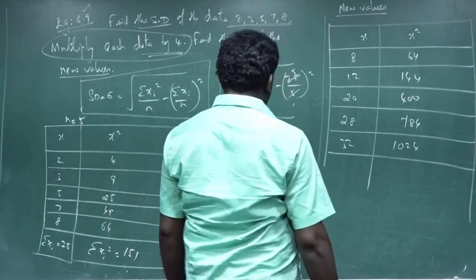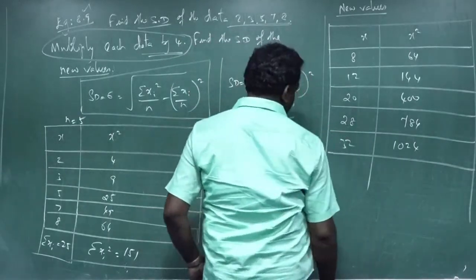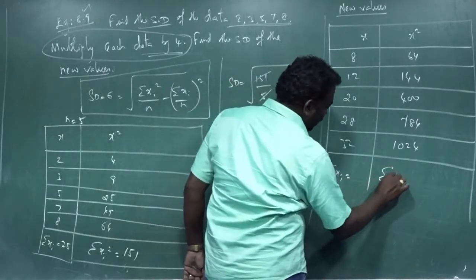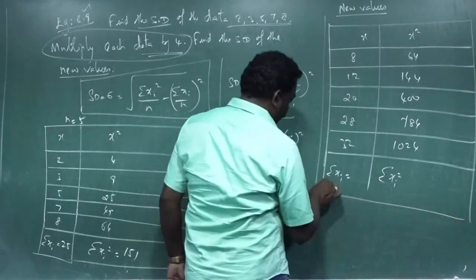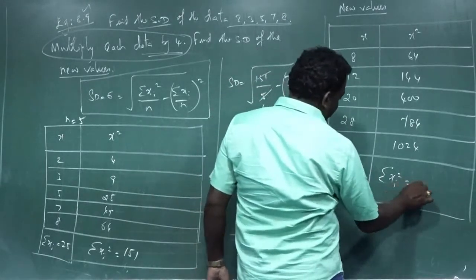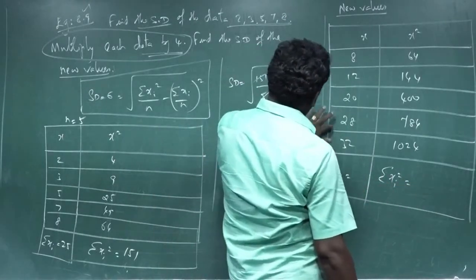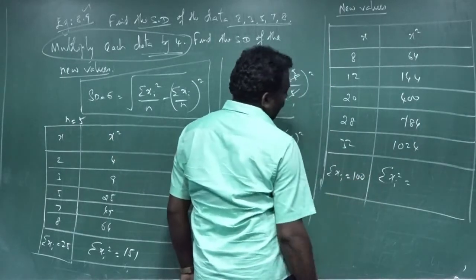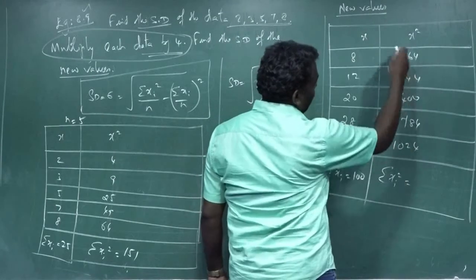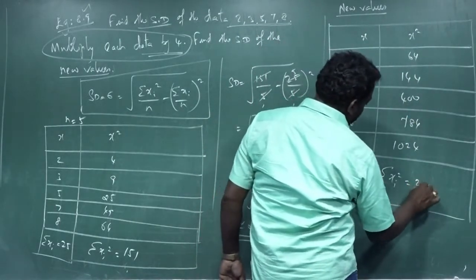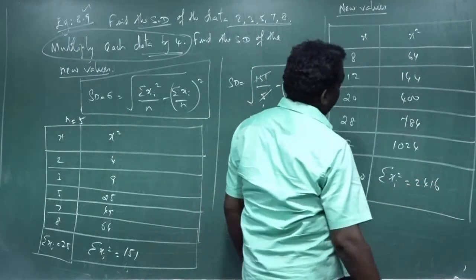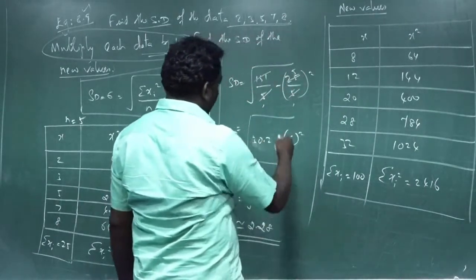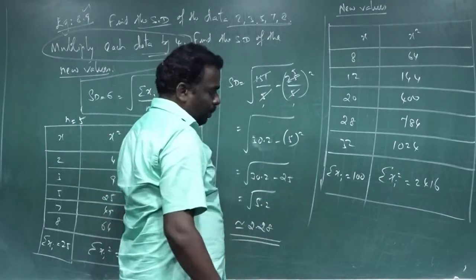So now we want to calculate the standard deviation. So find out the summation xi value and the summation xi square value. Here the summation of xi value, just adding all the terms, that summation value becomes 100. Then adding the summation xi square value, that is equal to 2416 we will obtain. Now again we have to substitute in the same formula.